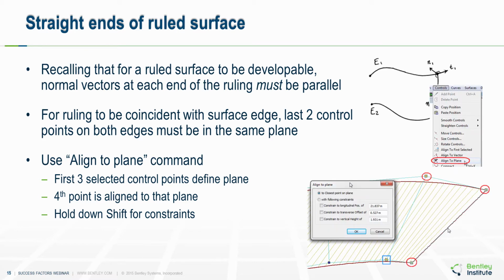So fortunately in MAXSURF we have a command align to plane, which uses the first 3 selected control points to define the plane, and here you can see them circled with the red circles. And then the 4th point, or any subsequent points, so just 1 point in this case with the blue square, will be aligned to that plane. And furthermore, if we want to apply any constraints, we can hold the shift key down when we use this command to give us some extra constraints.